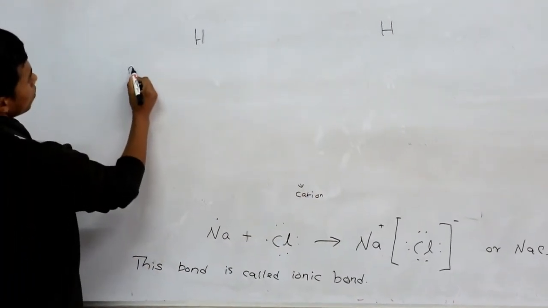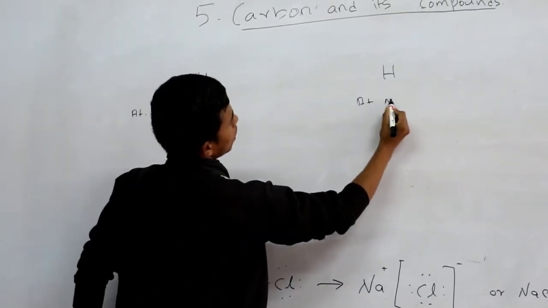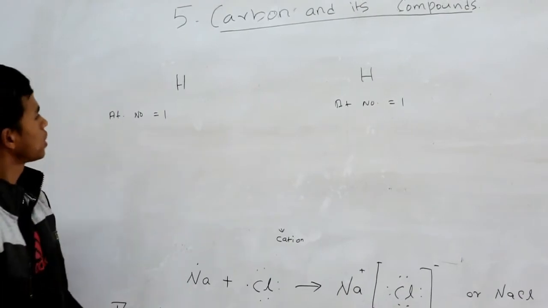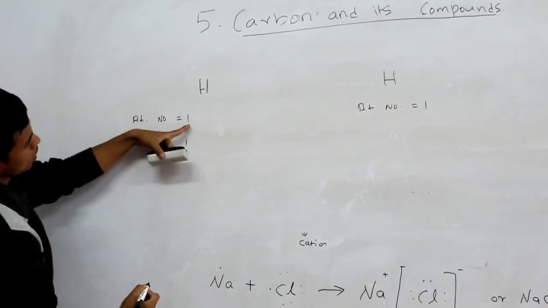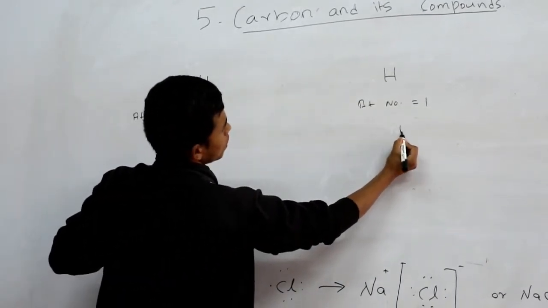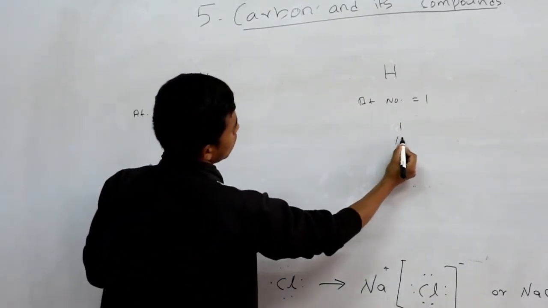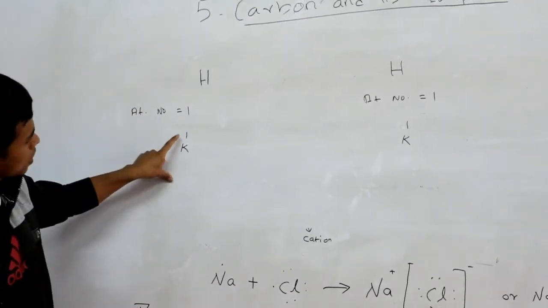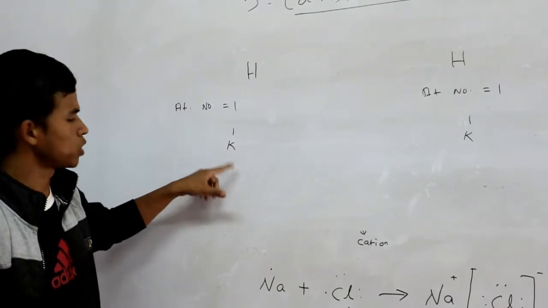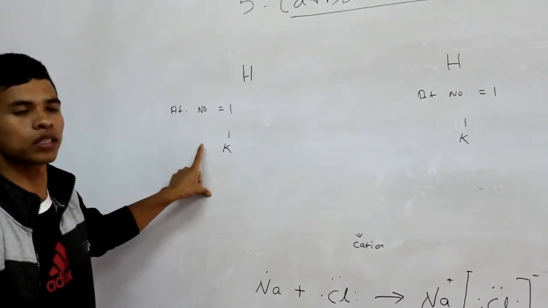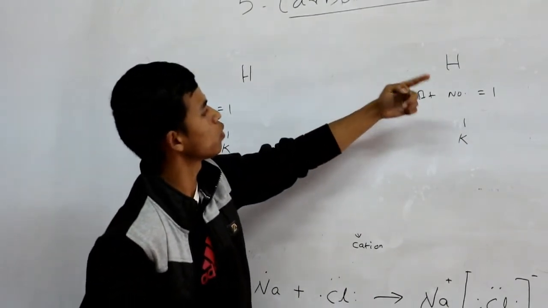We know that the atomic number of hydrogen is 1. So the electronic configuration will be just 1, because it has only 1 as atomic number, which is in the K shell. In the K shell, for it to be stable, it must complete the duplet structure, which means it has to have 2 electrons. So hydrogen is having only 1 electron, and this one also is having only 1 electron.